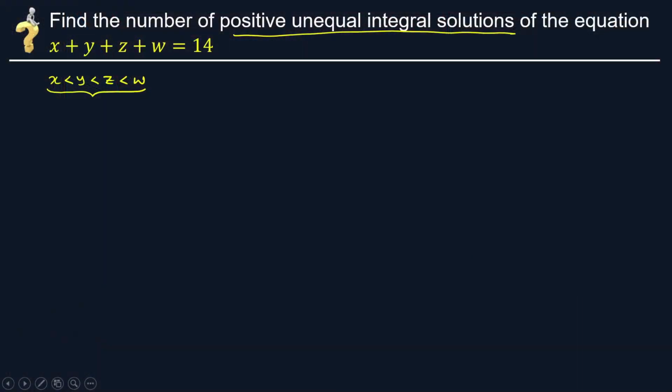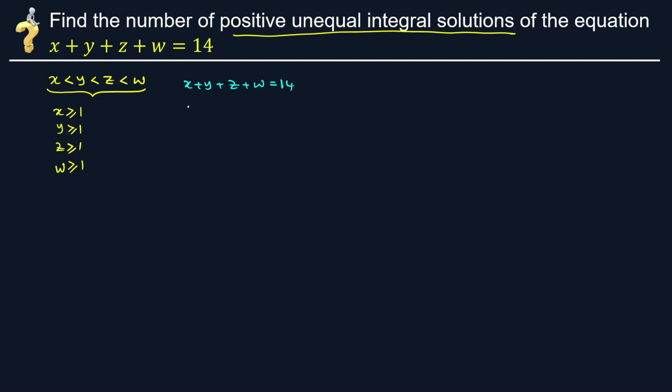Is it clear? That is, in this case, we are always getting unequal solutions for x, y, z and w. Is it clear? Okay. So, they are all positive. So, your x is greater than or equal to 1. Y is, z is also greater than or equal to 1, and w is also greater than or equal to 1. Okay, and the equation we have been given is x plus y plus z plus w is 14. So how to handle this?